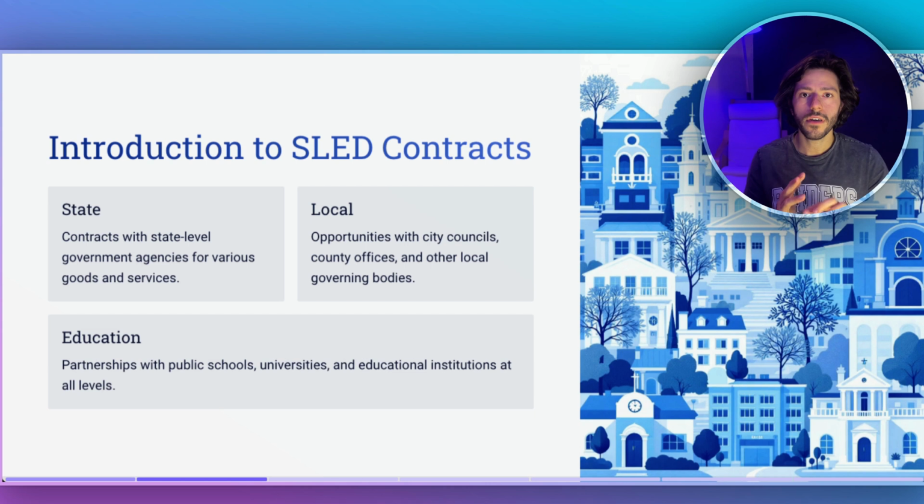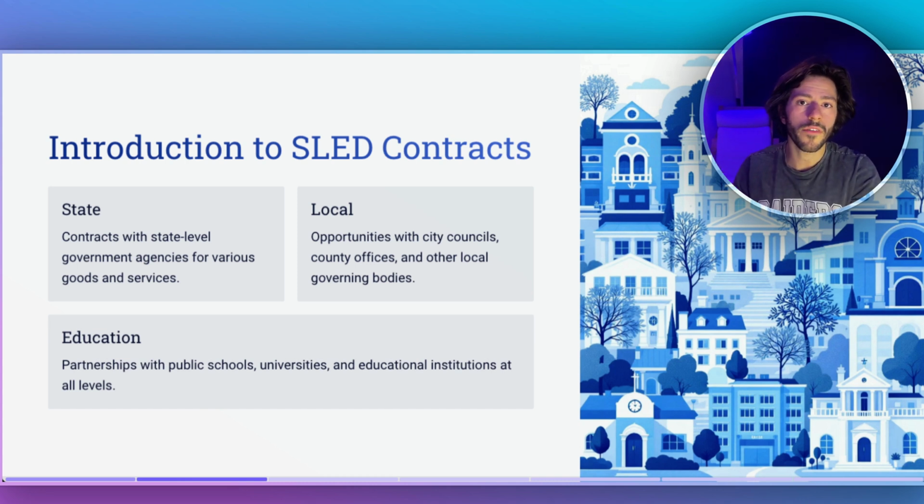So, first of all, let's understand what SLED is. SLED stands for State, Local, and Education. These contracts cover a huge range of opportunities, from supplying office furniture to local government offices, all the way to building apps for public applications. So, state is when you're contracting with the whole state, let's say Texas, perhaps. Local is when you're contracting with a local city of a state or a county office as well. And education, public universities and schools.